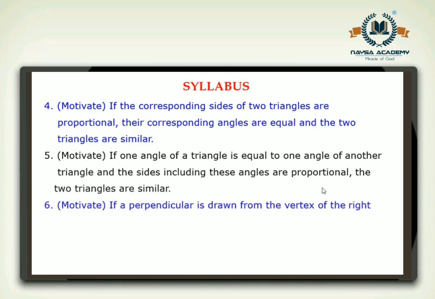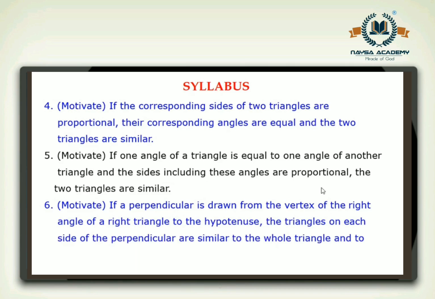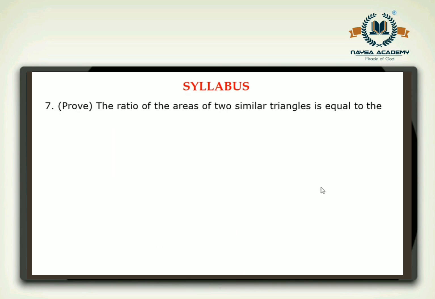We have to again motivate that if a perpendicular is drawn from the vertex of the right angle of a right angle triangle to the hypotenuse, the triangles on each side of the perpendicular are similar to the whole triangle and to each other. So all these motivations are nothing but proofs which we have to ask a student to prove by themselves. We have to prove that the ratio of the areas of two similar triangles is equal to the ratio of the squares of their corresponding sides.